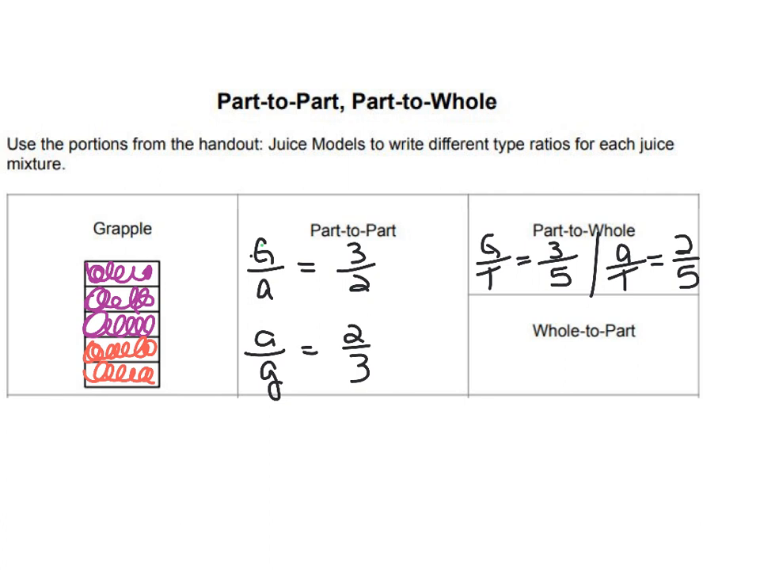On the other one, you have whole to part, which is the same thing. You still have two ways to compare. So whole to part would be total to grape, which is 5 to 3, and total to apple, which is 5 to 2. So if you notice, it's still comparing the same thing, but now they're just switching it around. So make sure you don't get those confused. So there's three ways we could compare ratios: part to whole, whole to part.